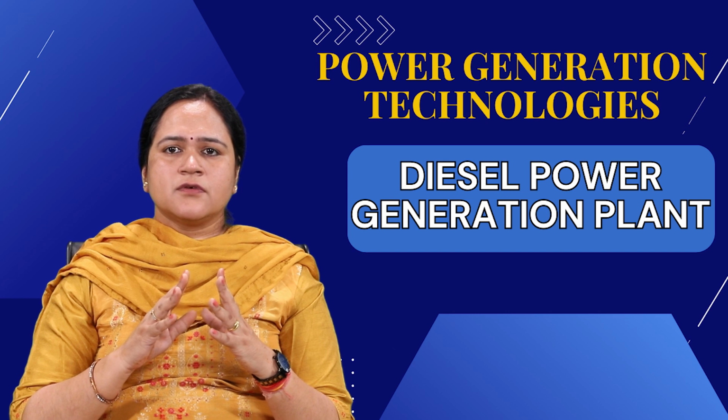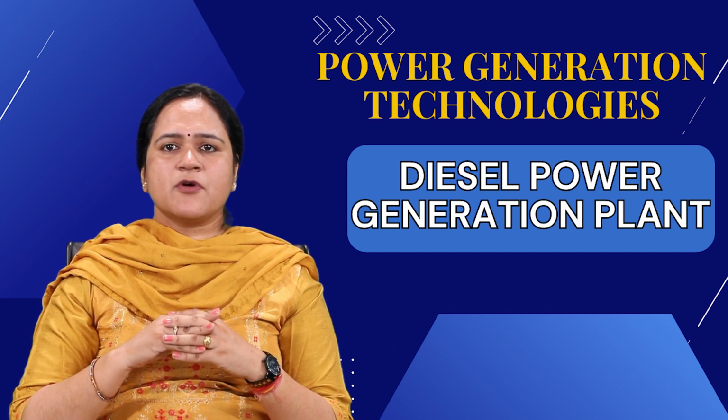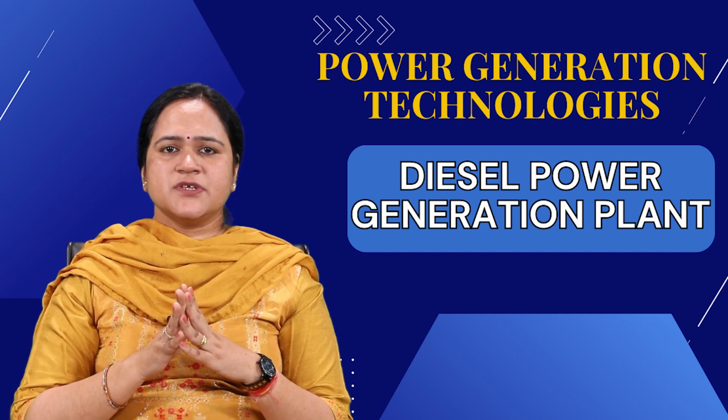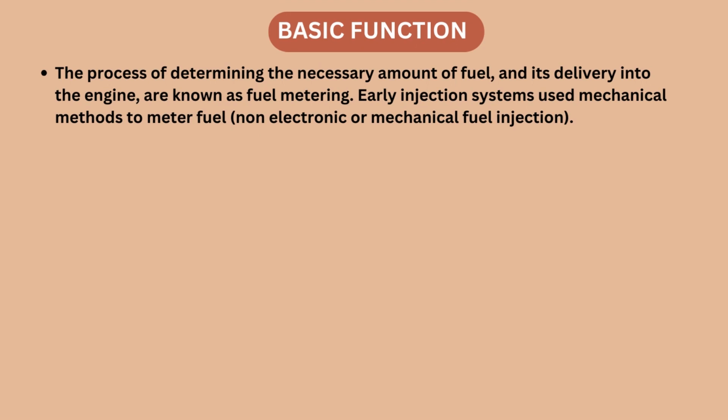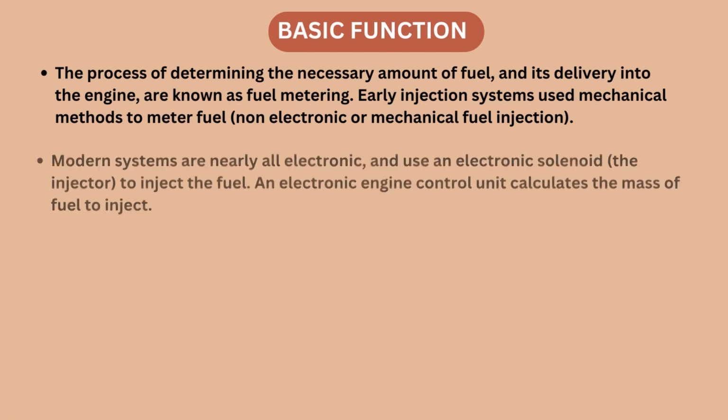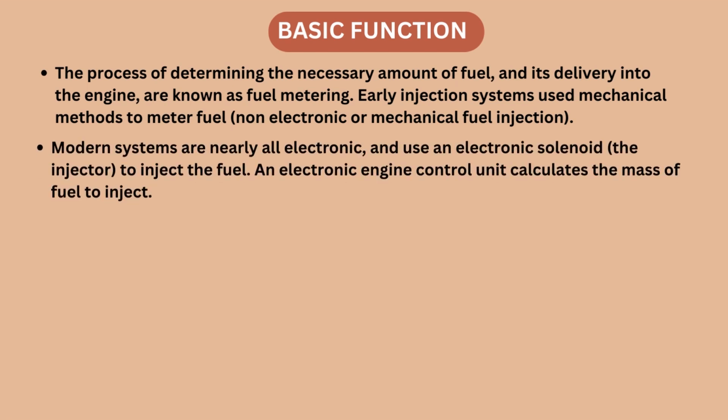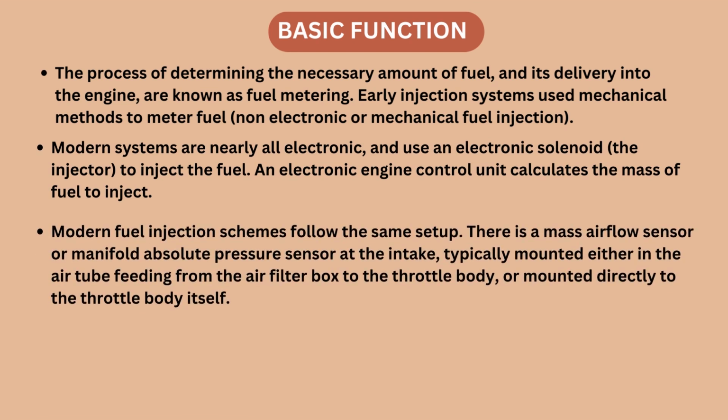Now, the process of determining the necessary amount of fuel and its delivery into the engine is known as fuel metering. Early injection systems used mechanical methods to meter this fuel, non-electronic or mechanical fuel injection systems, but modern systems are all electronic and use an electronic solenoid to inject the fuel. The electronic engine control unit calculates the mass of fuel which is required to be injected in the combustion chamber. These modern fuel injection systems generally have a similar setup.